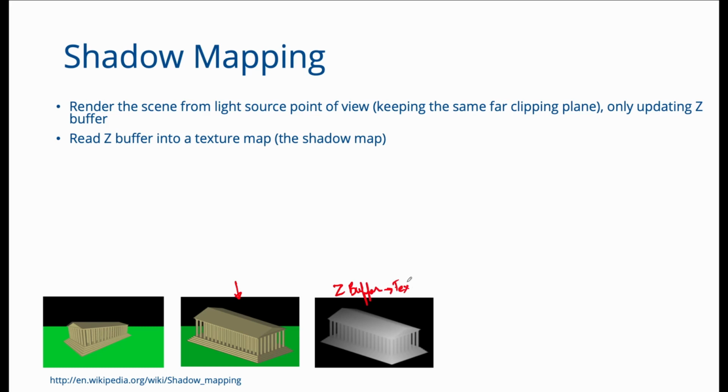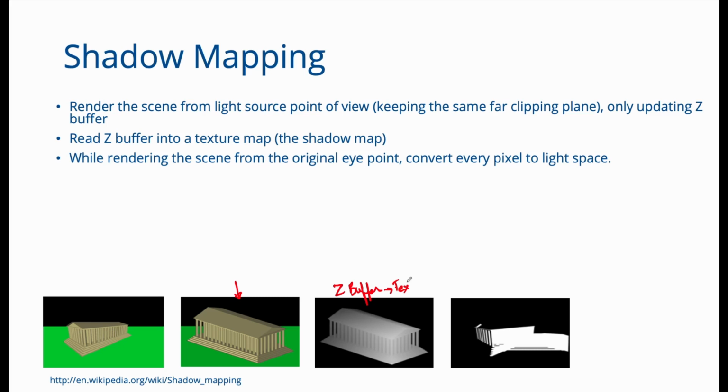Then in the second pass of the rendering algorithm, we render the scene from the original eye point or the original camera, and we convert every pixel to light space, and we ask whether the point on the scene is further away or closer than the point recorded on the shadow map. If the point is closer, then you say that the point is not in shadow, and if the point is further away, then you say that the point is in shadow.